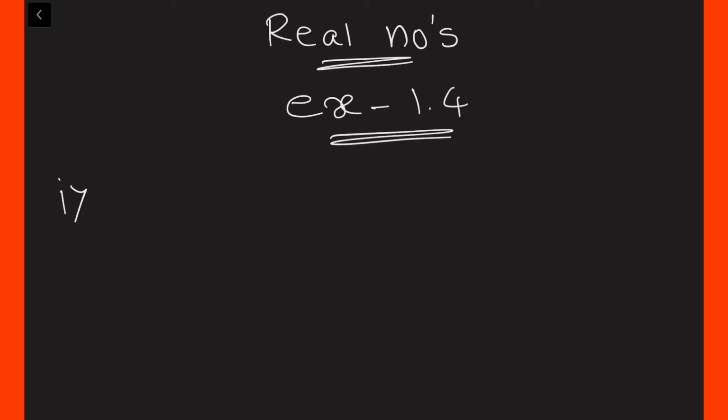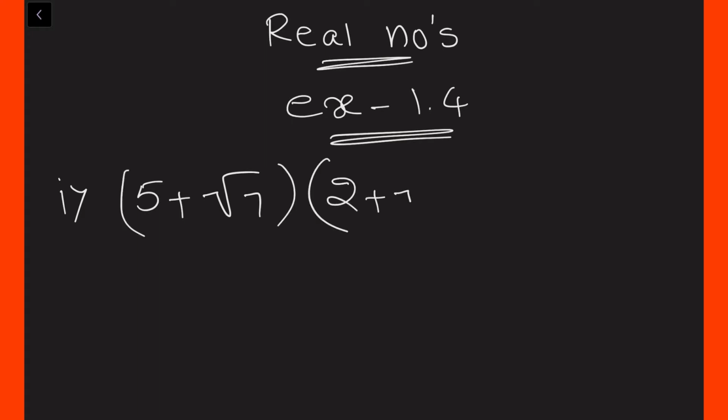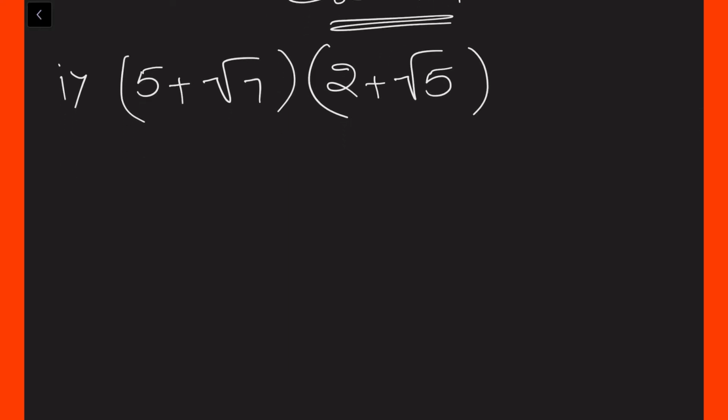The first question is (5 + √7)(2 + √5). It's very simple. Multiply first number into first number, then first number into second number. First number with first number: plus 5, plus 2, so plus into plus only, no problem with the symbol. 5 twos are 10. First number with first number completed.